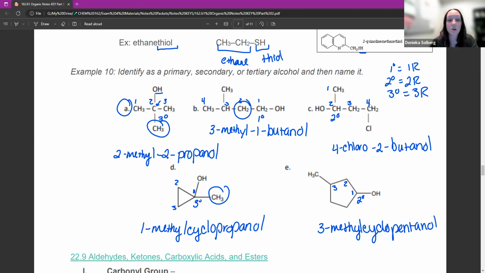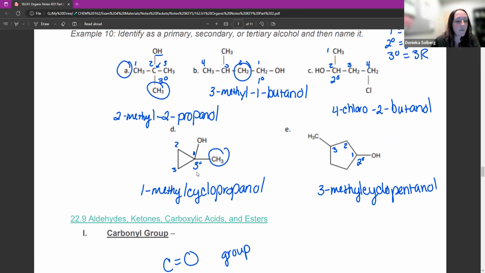Remember, all the carbons in a row, as many as you can. So my -ol is on carbon 2, so it's 2-butanol. And I also have a chlorine group on number 4, so 4-chloro-2-butanol. This one's a cyclo, so on carbon 1, because that's where the hydroxyl is, is a methyl: 1-methylcyclopropanol, because it's a cycle.